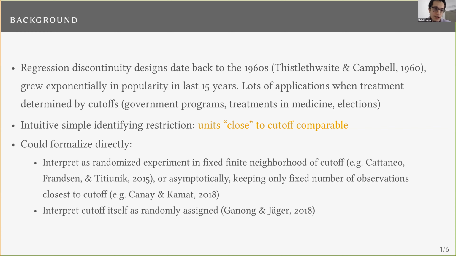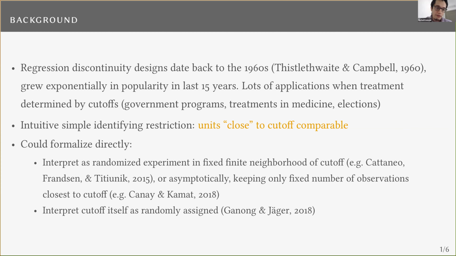There have been attempts in the literature to formalize this intuition directly. So people have suggested interpreting RD as a randomized experiment within a fixed finite neighborhood of the cutoff, or they've suggested taking a fixed number of observations, and then asymptotically, if I'm only taking a fixed number of observations, I should only be looking at an infinitesimal neighborhood around the cutoff. And once I do that, I can analyze the data as if it came from a randomized experiment. Of course, the problem with that is that it's not clear how big this neighborhood should be or how many people I should be taking.